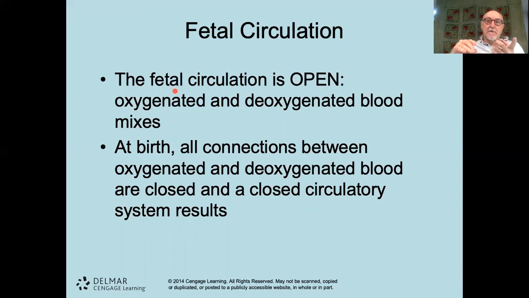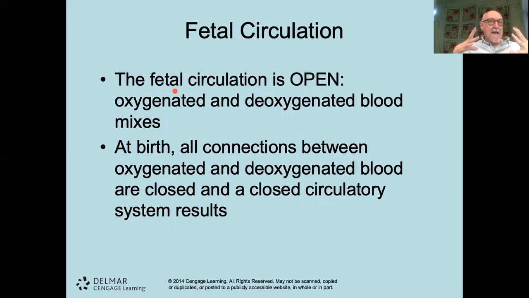We saw in the adults, we just saw before, that there are two closed systems, the cardiopulmonary and the systemic. And the place where they communicate is in the heart, and it's very carefully regulated. So in the heart, we do not ever have mixing of oxygen poor and oxygen rich blood in the mature organism. However, in the fetus, the circulatory system is open, and oxygenated and deoxygenated blood can mix with one another and circulate through the fetus.